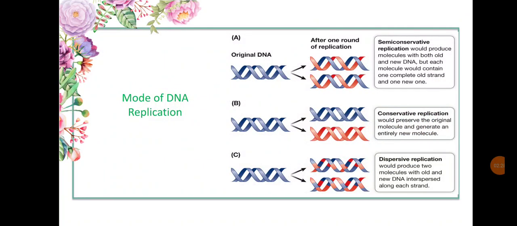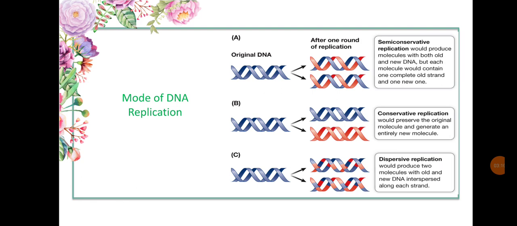The mode of DNA replication has three possibilities. One is semi-conservative replication. It means when the parental DNA goes to the F1 progeny, the parental double-stranded DNA is separated into single strands, and on each single-stranded parental DNA, one new strand of DNA will be formed. That is semi-conservative. The second one is conservative. It means it would preserve the original molecule: the double-stranded parental DNA stays, and a complementary double-stranded new DNA will be formed.